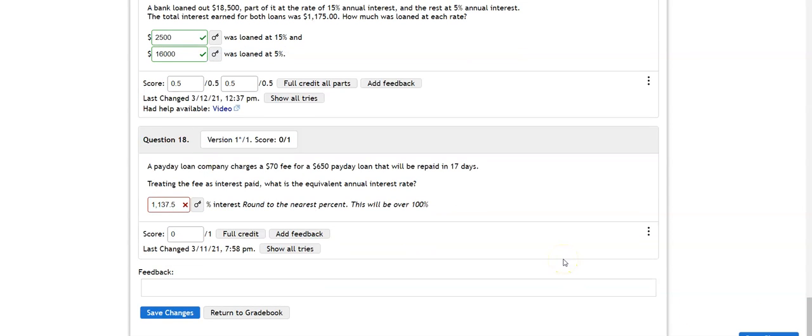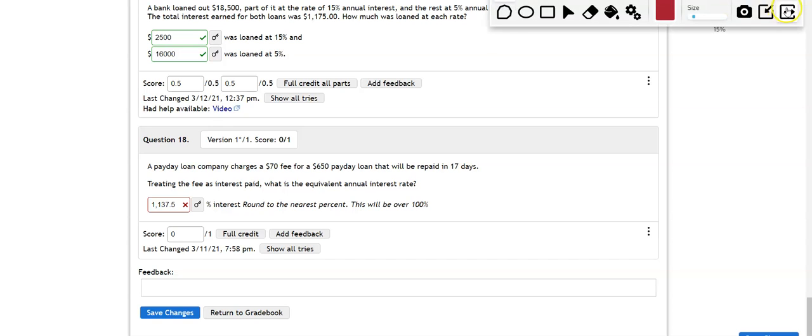Okay, number 18. So let's take a look at this one. Again, I'll bring forward this. All right, so we have a payday loan company charges a $70 fee for a $650 payday loan that will be repaid in 17 days. Treating the fee as interest paid, what is the equivalent annual interest rate? I actually made a video over this one as well, so I'm going to send that video to you rather than doing that again.